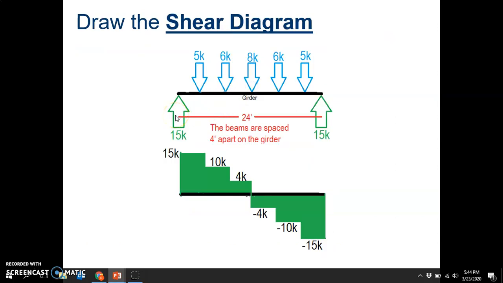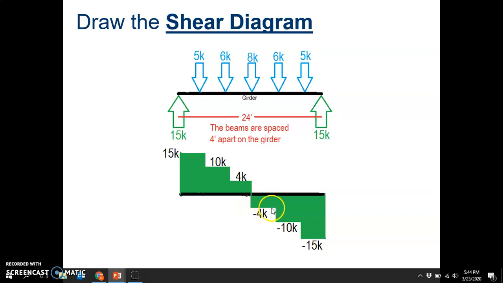Okay, here's the shear diagram. We start by going up 15, and then we go across 4, and then we go down 5. So 15 minus 5 is 10. Now I'm at 10 kips, and then I go down 6 kips at 8 feet. So 10 minus 6 is 4. I go over another 4 feet. Over here at 12 feet across, I see an 8 kip drop. So 4 minus 8 is negative 4.